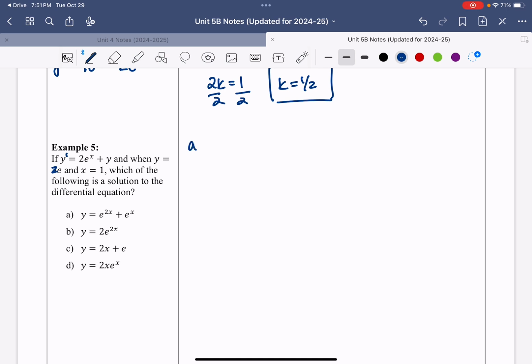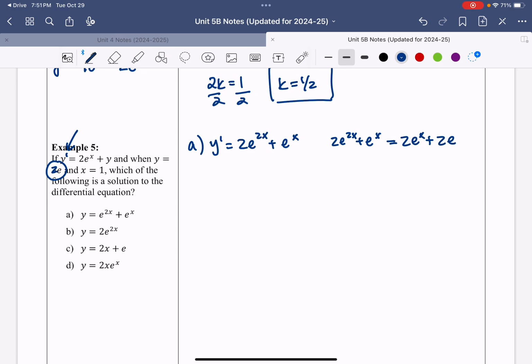So for A, it looks like we're going to need a y prime. So y is equal to e to the 2x plus e to the x. So y prime will be equal to 2e to the 2x plus e to the x. So plugging this in, let's see if this works out. I'm going to have 2e to the 2x plus e to the x, that's y prime. That's equal to 2e to the x. And then it says I'm going to add y, where y is equal to 2e.